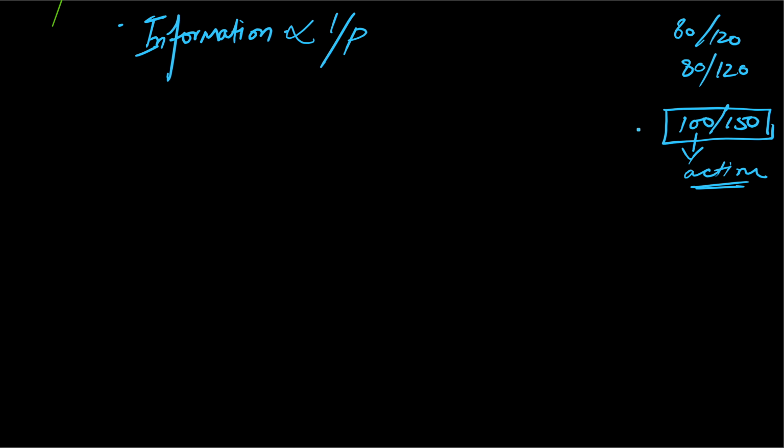So the probability of this is very low, whereas the probability of this is very high, but the information delivered by this is very high, whereas this is normal or low information. After we have defined some measure of information, let's understand what entropy is.